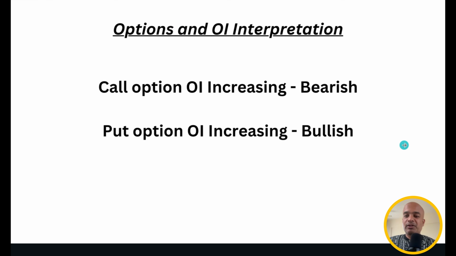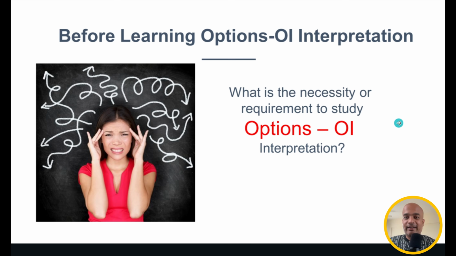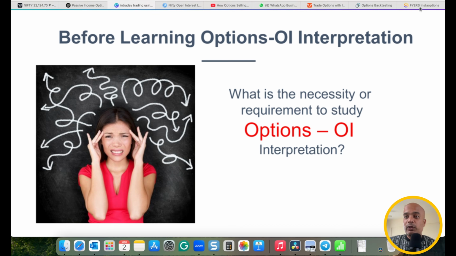Now with options, it's very simple. If the call option OI is increasing, it is bearish because all the big players are selling call options to pocket the premium. If the put option OI is increasing, it is bullish because all the big players are writing put options to pocket the premium. So these two things are very clear, right? Now we'll go back to this.